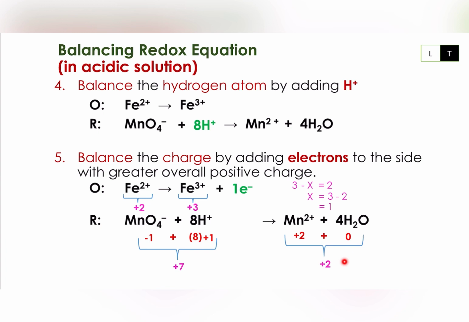So how do you determine this part? We are going to add electrons at the more positive side. 7 is more positive compared to 2, so my electron should be at the left side. So I'm going to determine it in a mathematical way. I have 7 here minus how many electrons I want to determine, equals to 2, because at the right side you have 2. So rearranging, x is 5. So how many electrons at the left side of reduction? It must be 5 electrons.